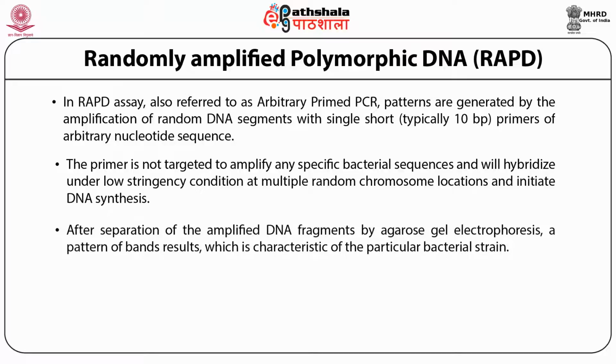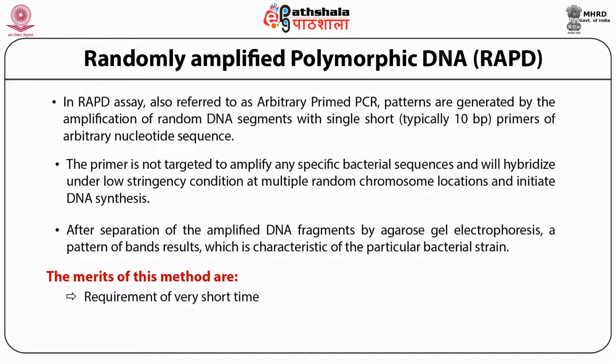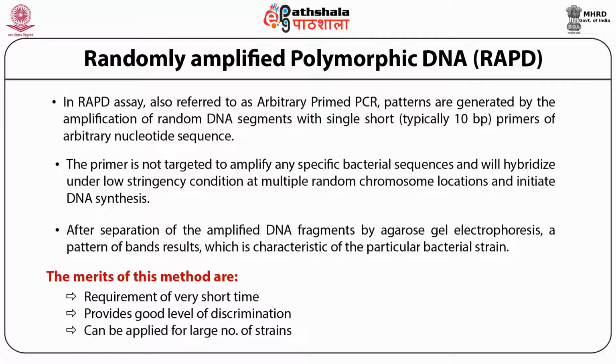After the separation of the amplified DNA fragments by agarose gel electrophoresis, a pattern of bands results, which is characteristic of the particular bacterial strain. The advantages of this method are that it requires very little time and provides good discrimination, so we can differentiate even closely related species or strains, and it can be useful to identify a large number of strains.